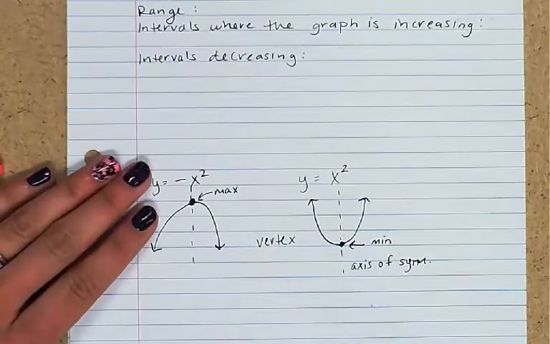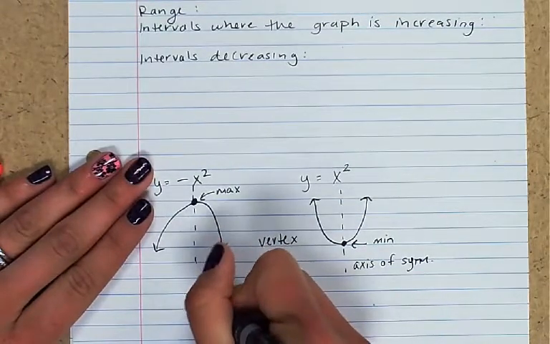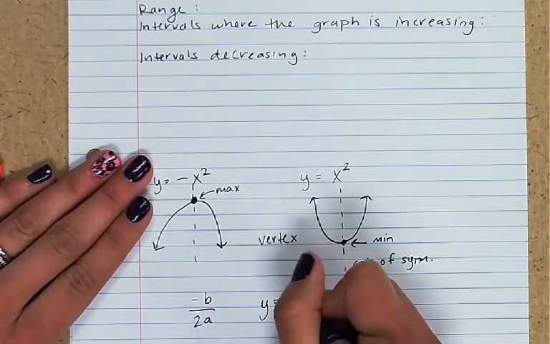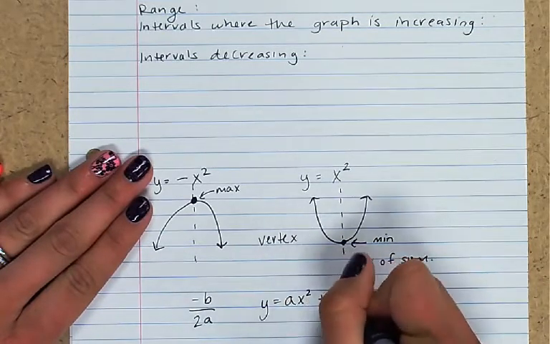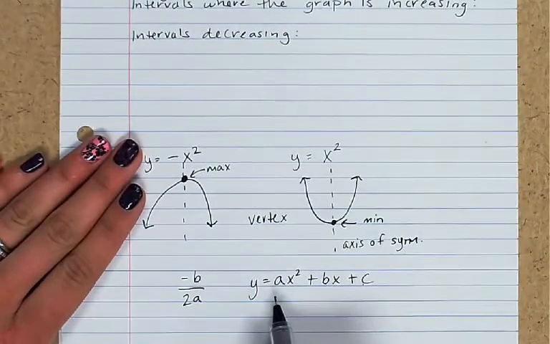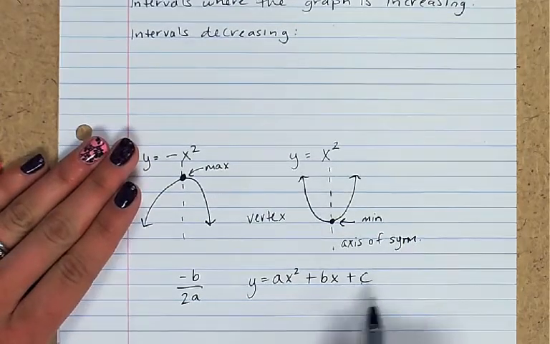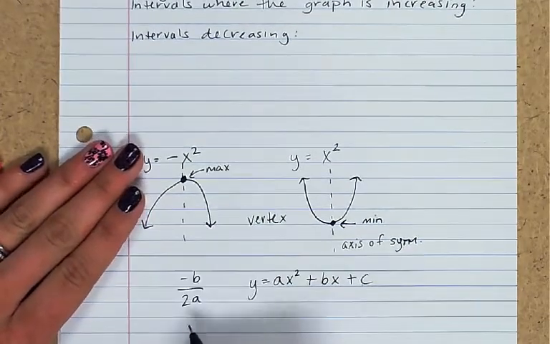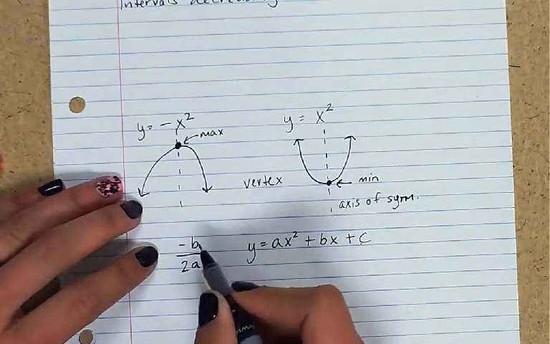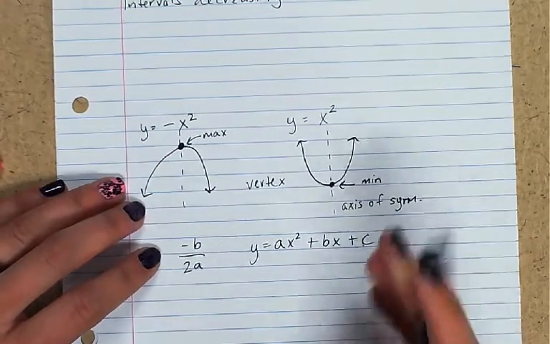So to find the coordinates of your vertex, you use the expression negative b over 2a. Remember, the number in front of your x squared is a, the number in front of the plain x is b, and then the constant at the end is c. We don't need c for this expression. Then whatever you get here for the x-coordinate of the vertex, you just plug it back in to get the y-coordinate that goes with it.